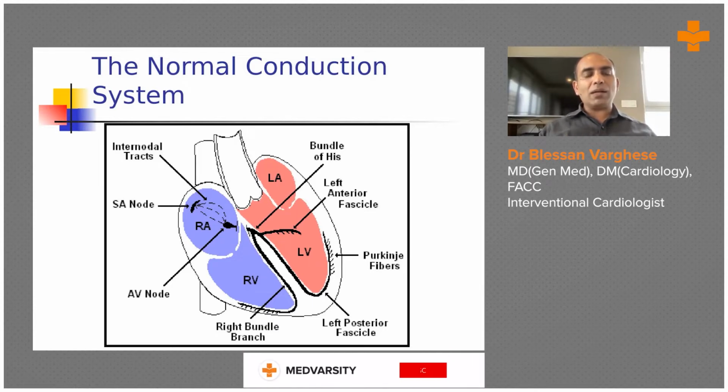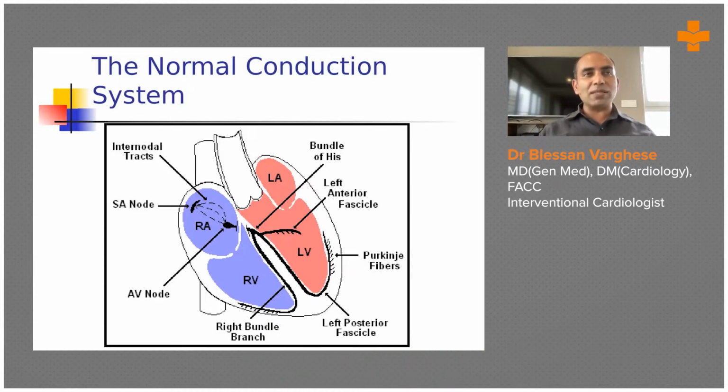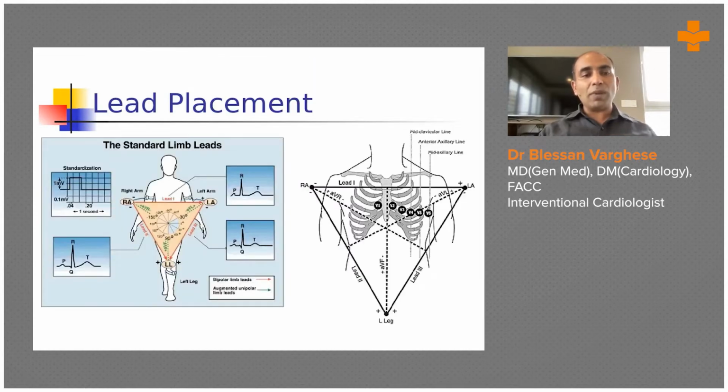There is a normal conduction system and a normal electrical system within the heart which produces these voltages. As we know, the pacemaker of the heart is the SA node, which produces the impulses that travel down the internodal tracts to the AV node. Then you have the bundle of His, the left anterior fascicle, the left posterior fascicle, and the right bundle branch. And you have the Purkinje fibers, which transmit all these potentials to the surface of the ventricle. So this is the basic anatomy of a normal conduction system.